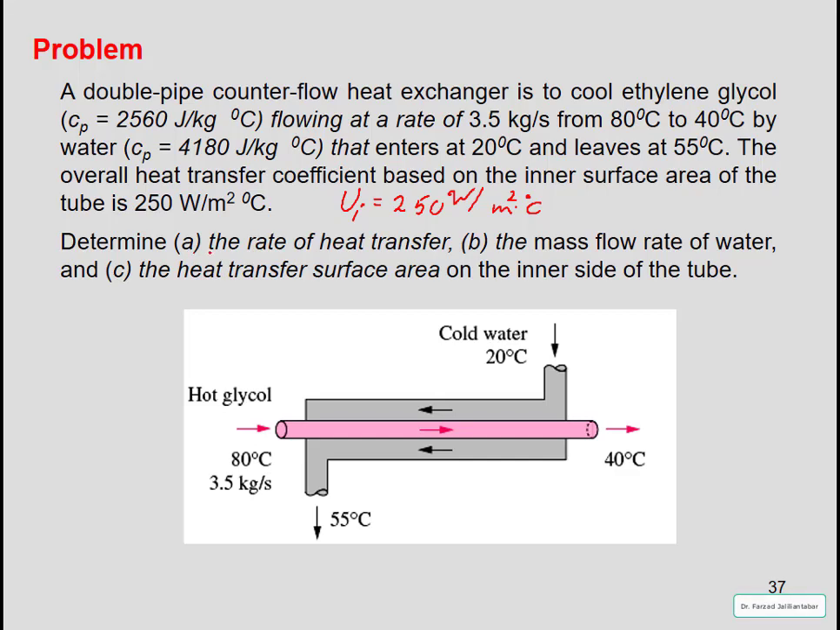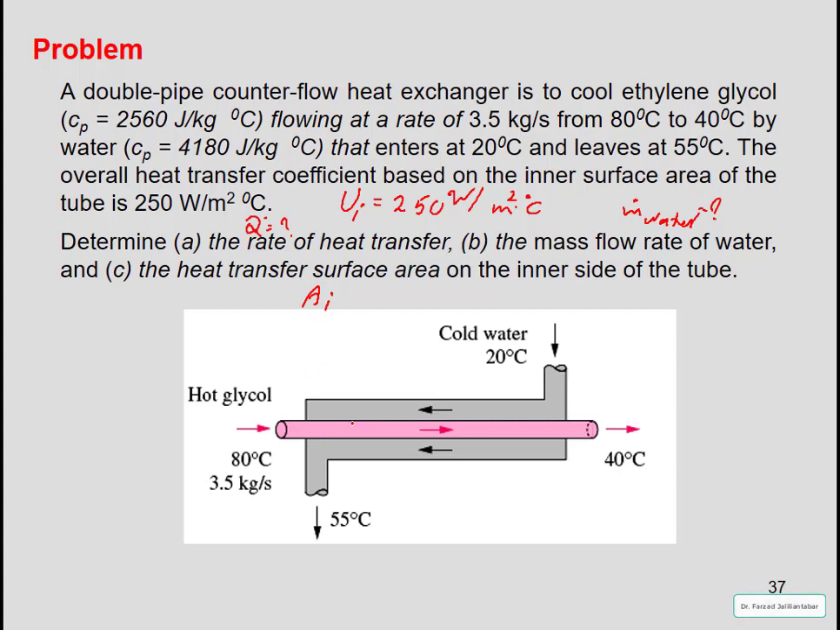Then we should determine the rate of heat transfer, Q dot, the mass flow rate of water, M dot of water, and the heat transfer surface area on the inner side of the tube, AI. So the unknowns are Q dot, M dot of the water, and also AI.